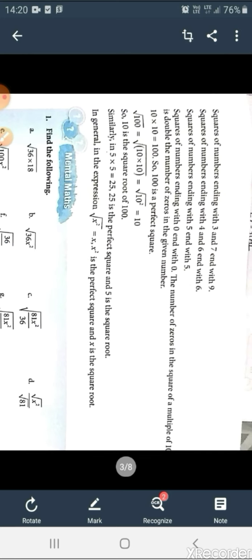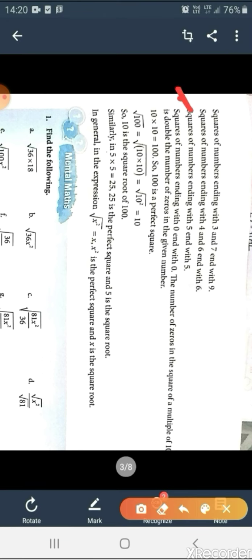Next, squares of numbers ending with 3 and 7 end with 9, like 3 threes are 9 and 7 sevens are 49. So the end digit of 49 is 9. Squares of numbers ending with 4 and 6 end with 6. Square of 4 is 16 and ends with 6, and 6 square is 36 and ends with 6. And squares of numbers ending with 5 end with 5, like 5 square is 25 and ends with 5, 15 square is 225 and ends with 5. So squares of numbers ending with 0 end with 0.